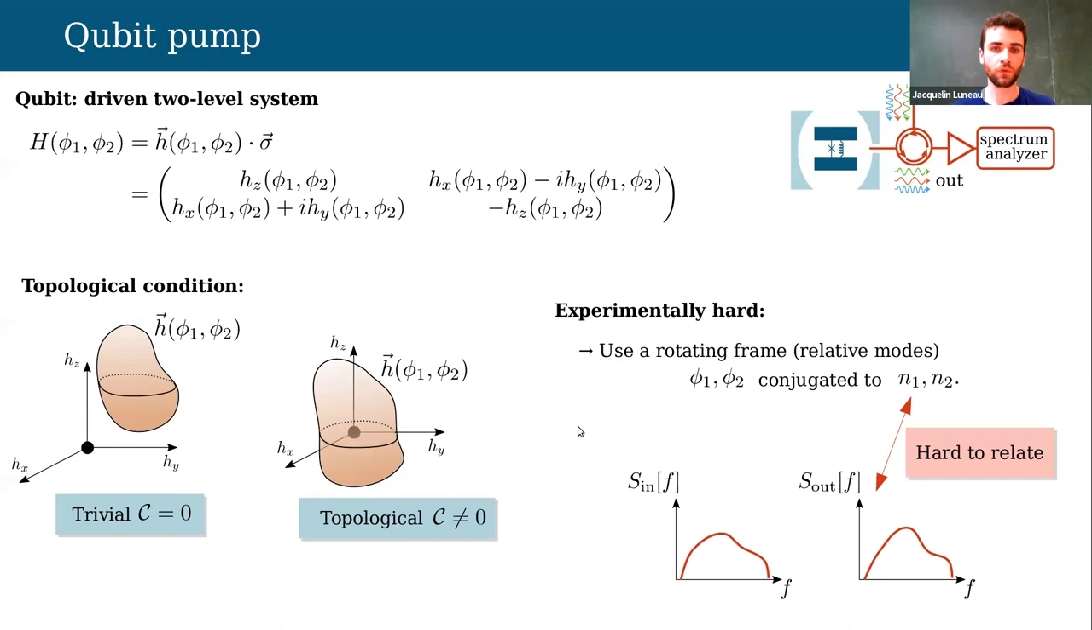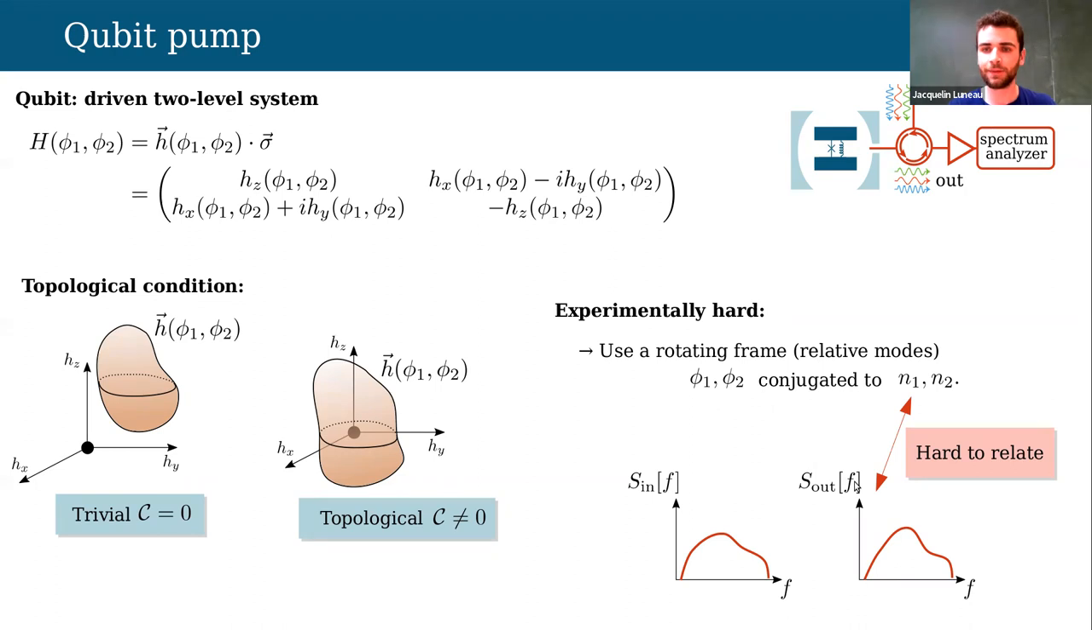And so I will not enter in the details, but it turns out that experimentally, for superconducting quantum circuits coupled to microwave modes, it is difficult to implement this kind of coupling with this kind of condition in a laboratory frame, which means when the phases phi 1 and phi 2 correspond to phases at two frequencies which we sense in the line. So what we must use is a rotating frame where phi 1 and phi 2 are relative modes. And in this case, the conjugated variables N1 and N2, conjugated to phi 1 and phi 2, are hard to relate to the powers which we can measure. So in conclusion, for such a two-level system, it will be difficult to measure directly the pumping because it is difficult to relate the variable we want to measure to what we can measure experimentally.